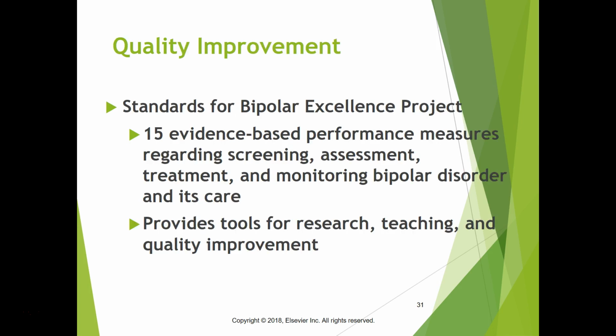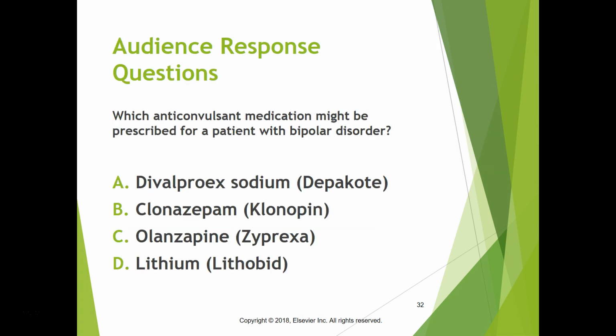Quality improvement: the Standards for Bipolar Excellence project. It's just an example of how quality improvement is used in mental health. It has 15 evidence-based performance measures regarding screening, assessment, treatment, and monitoring of bipolar disorder, and provides tools for research, teaching, and quality improvement. So just a little bit of QI thrown in every now and then.